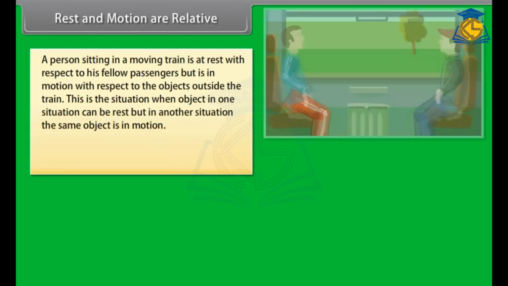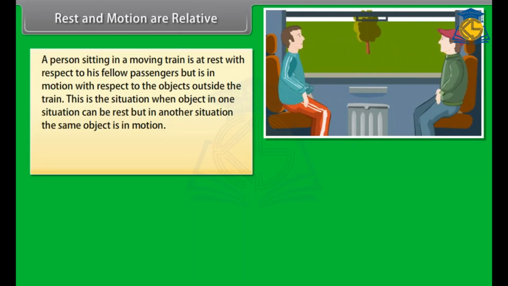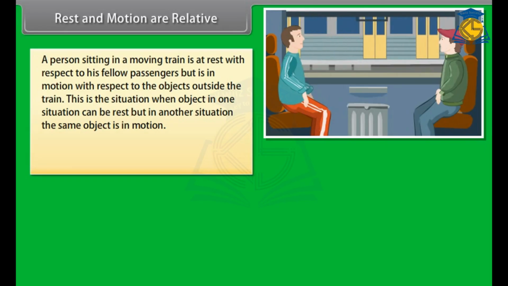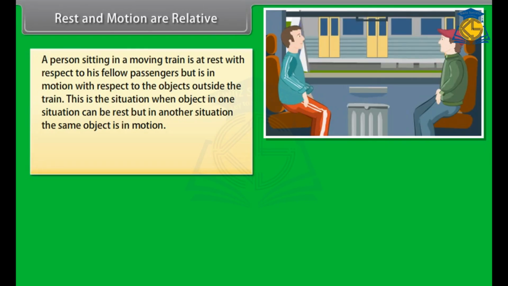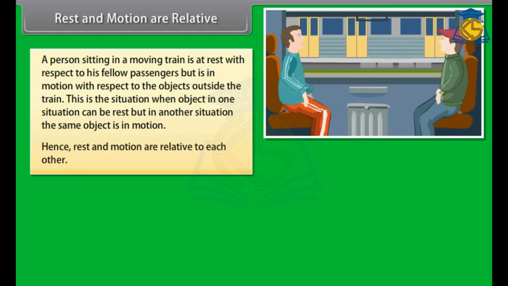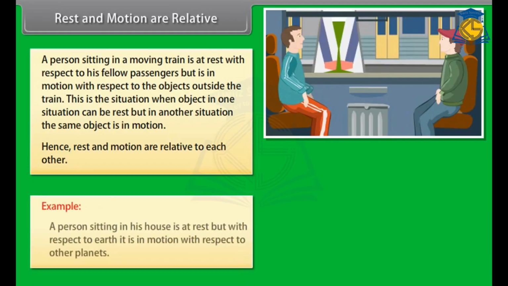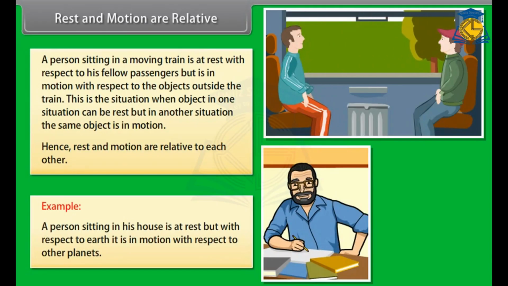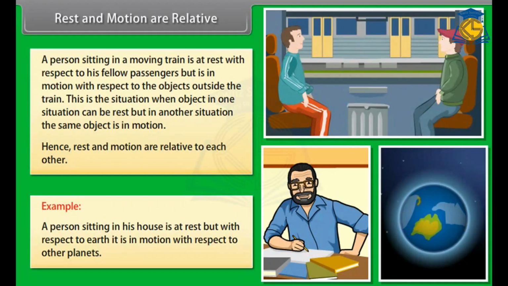Rest and motion are relative. A person sitting in a moving train is at rest with respect to his fellow passengers, but is in motion with respect to the objects outside the train. This is the situation when an object in one situation can be at rest, but in another situation the same object is in motion. Hence, rest and motion are relative to each other. Example: a person sitting in his house is at rest, but with respect to Earth, is in motion with respect to other planets.